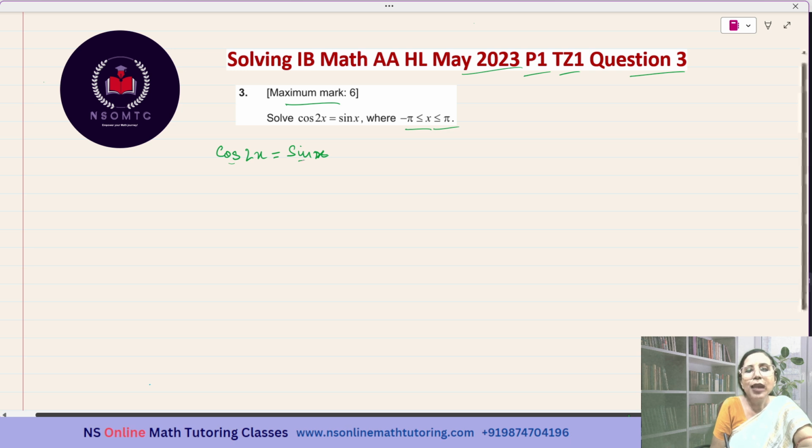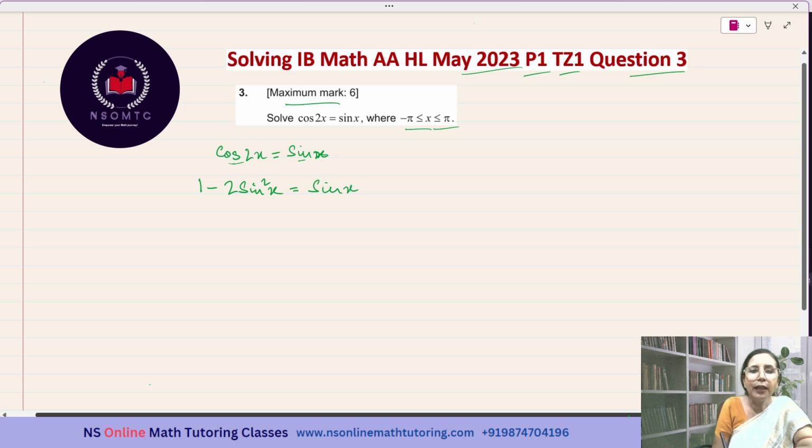I cannot change sin x, but I can change cos 2x because I know the double angle identity. Cos 2x is equal to 1 minus 2 sin squared x. So in place of cos 2x, I'll be writing 1 minus 2 sin squared x equal to sin x.